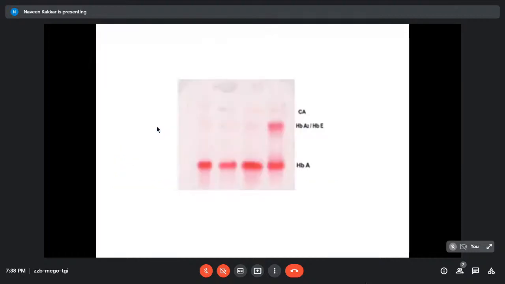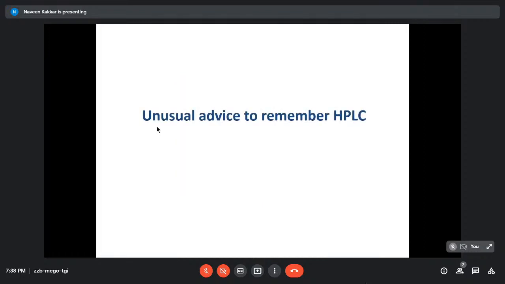Now that's an electrophoresis strip, and we know carbonic anhydrase is just beyond the point of origin, and then you have A2, C, E, O, then S, D, G, L, F, A, J, B, H in that order. Not everything is shown here. Now, I'll give you some unusual advice to remember HPLC, which is: forget about electrophoresis.